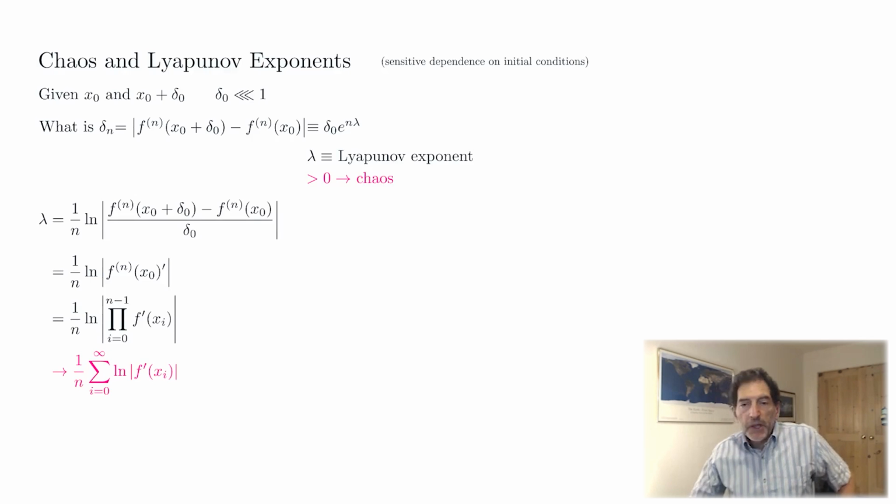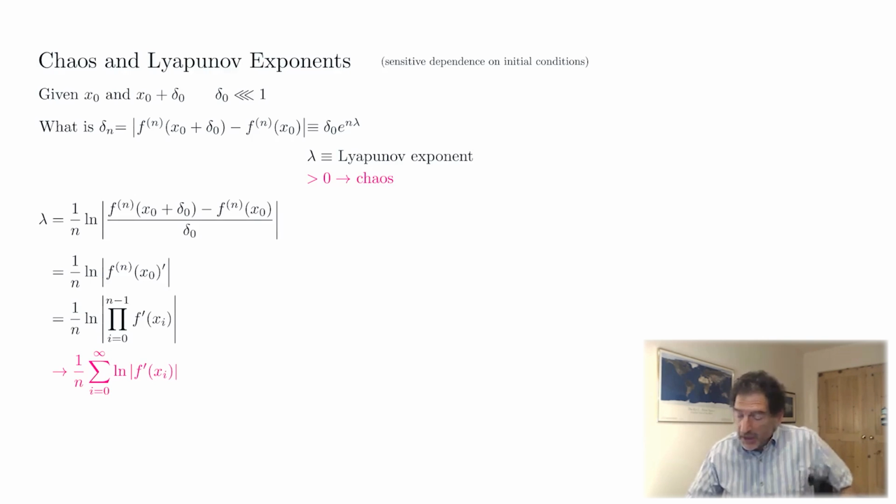Notice that if I'm on a periodic orbit, we've seen that all points on a periodic orbit, the magnitude of the first derivative of the function is less than 1. And the derivative is the same for all points along the orbit. So log of f prime is a number which is negative, and I'm adding up a bunch of negative numbers. So on a periodic orbit, lambda is clearly negative.